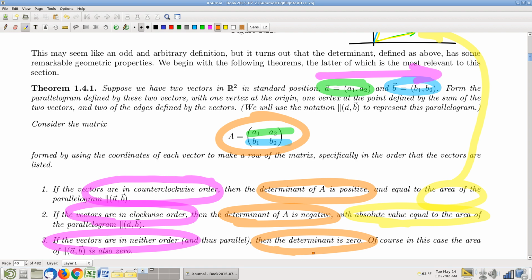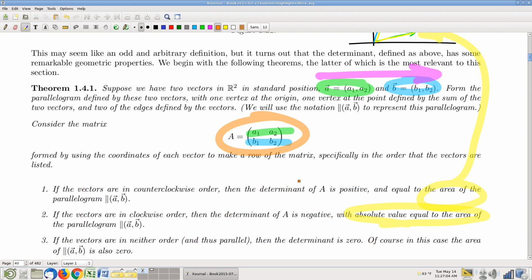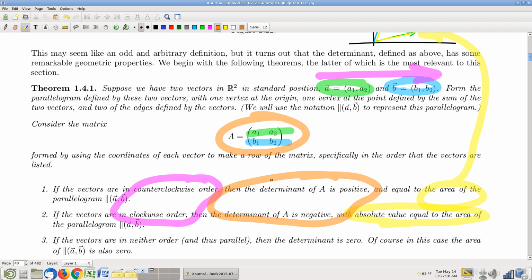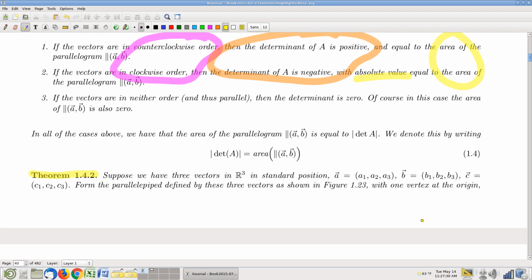So anyway, that's the theorem. Handedness. Well, I'll say the order, the geometric nature of the order relates to the sign of the determinant, and in all cases gives you area by way of absolute value. Okay. All right, so, whoa, crazy.